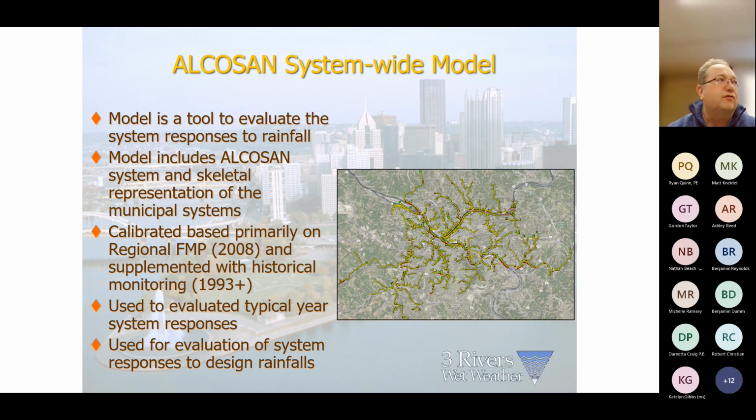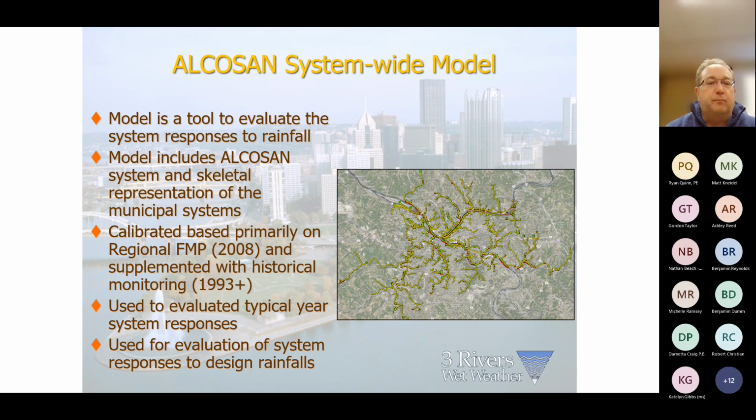The models should be extended up to most overflows, or at least all overflows that were known by Alcosan at the time of the model developments. But if there's a new SSO that was identified, then again, that model may need to be expanded up to those areas.